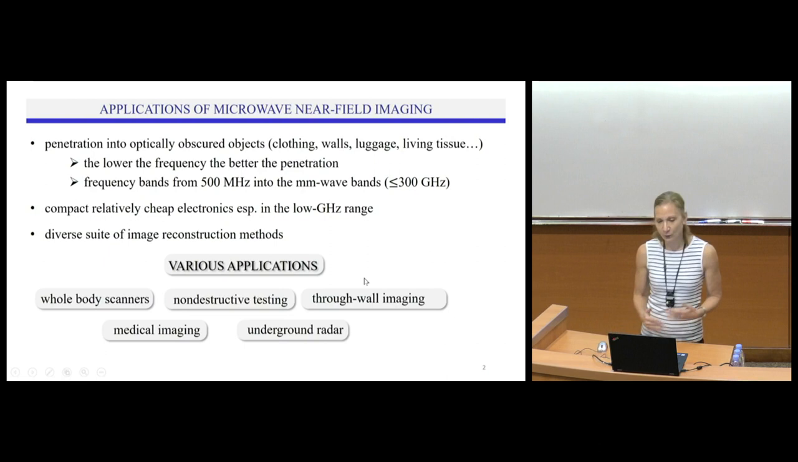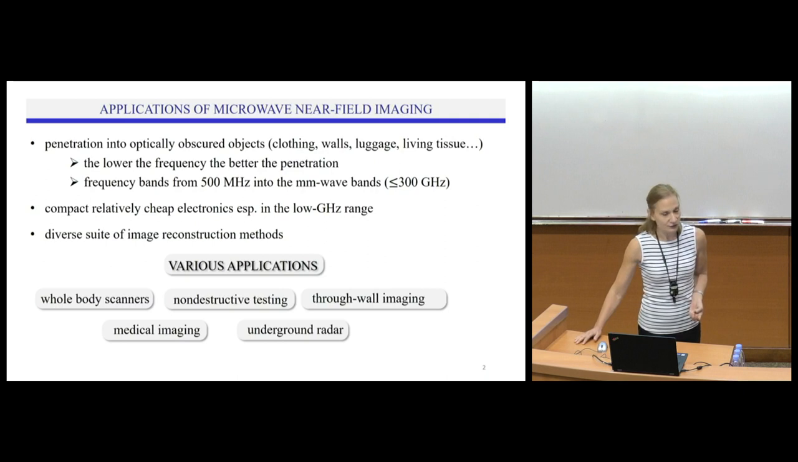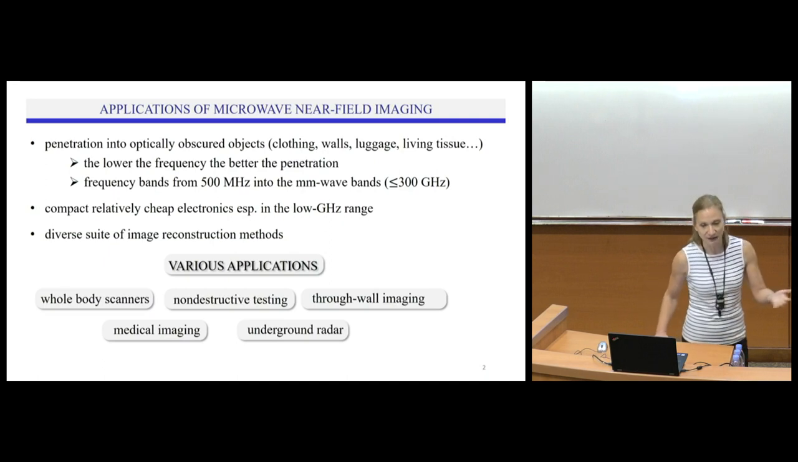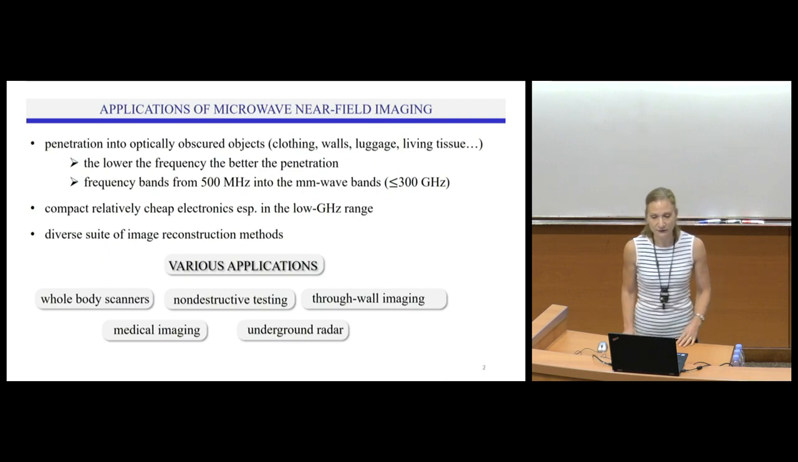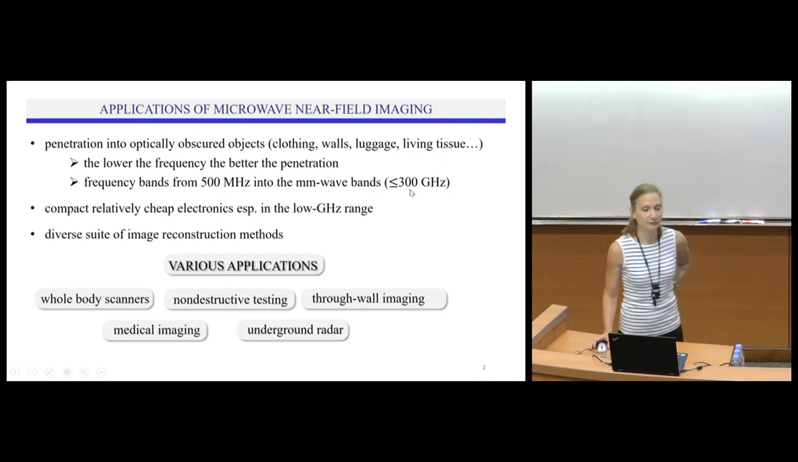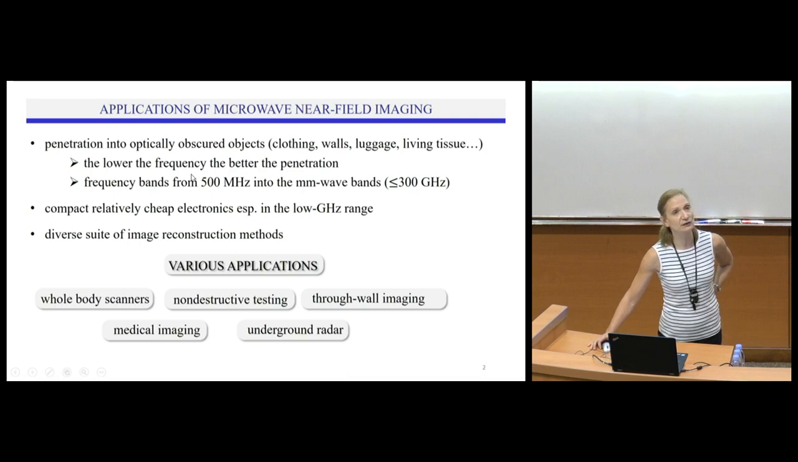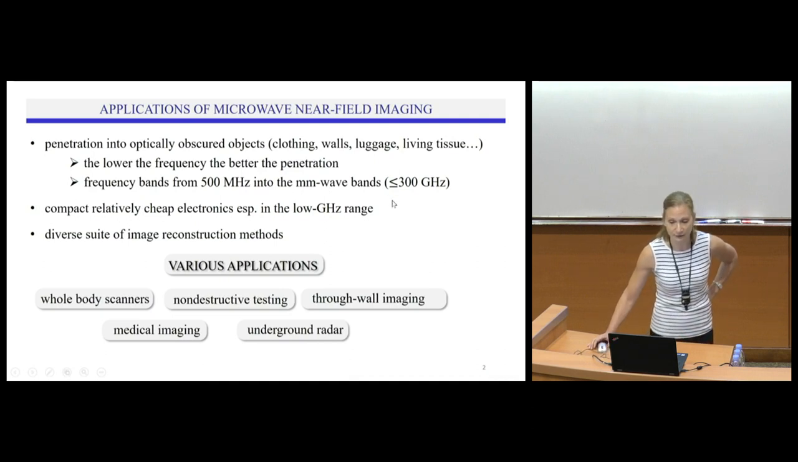So, of course, the applications of microwave imaging, particularly near-field imaging, are interesting because microwaves penetrate well into optically obscured or opaque media, such as clothing and walls and luggage and living tissue and soil and whatnot. And that is why applications are now being considered in the frequency bands all the way from half a gigahertz into the millimeter wave bands, terahertz region. But strictly speaking, microwave imaging is considering applications from around half a gigahertz to 300 gigahertz.